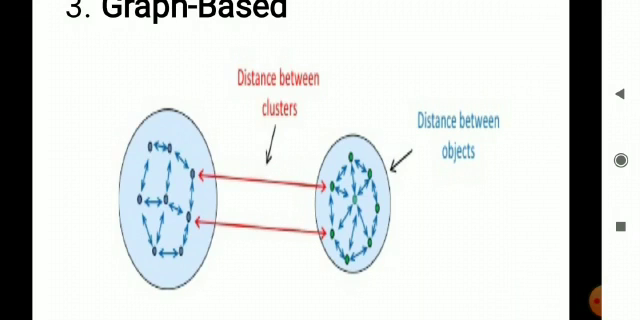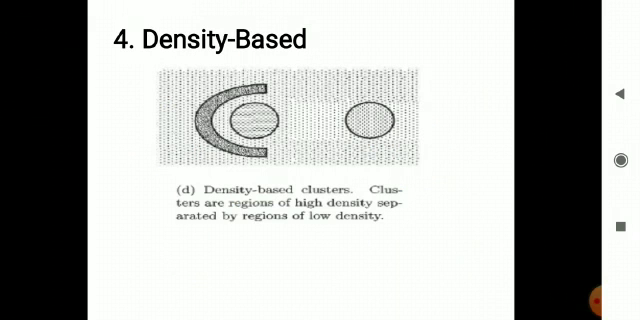Coming to the next one, that is the density based approach. What do you mean by a density based cluster? A cluster is a dense region of data objects that is surrounded by a region of low density. What do you mean by density? High density and low density. High density means more data objects are placed in a cluster. When you have a large number of data objects placed in a cluster, you can call it a high density area. These high density areas are grouped together and called a cluster.